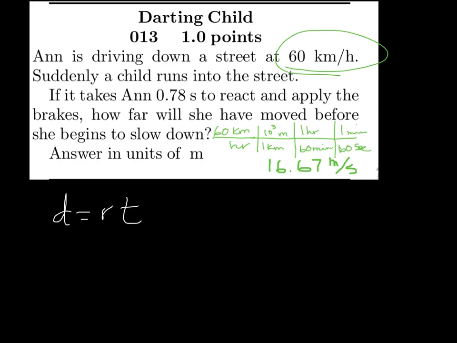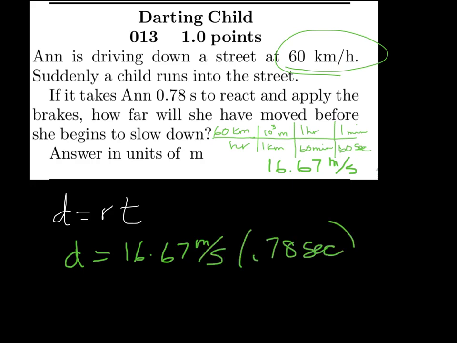Okay, so distance equals rate times time. Our distance is equal to our rate, and we're going to use the 16.67 meters per second times our time, 0.78 seconds. Okay, and see how the seconds cancel out? And so when we multiply that, we get 13 meters. Okay, 13 meters.